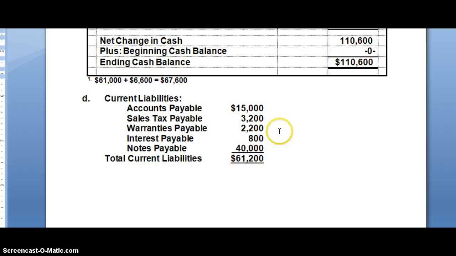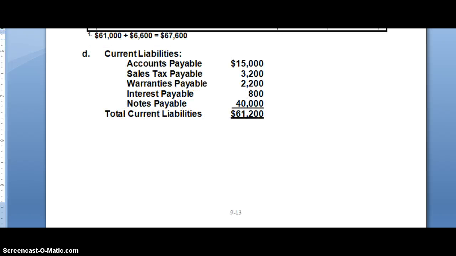Then it says for D, what is the total amount of current liabilities? You're adding up all these liabilities right here. That's all you're doing, okay? Adding up all these liabilities right here. And that should get you through 9.8a.